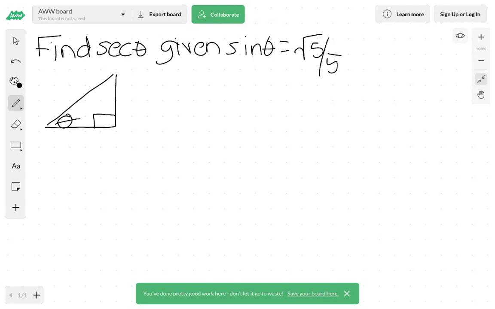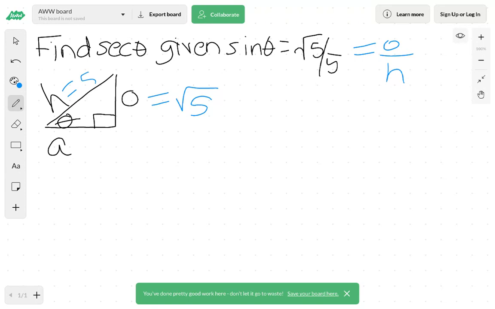Given one of my angles, theta, I know that across from it is my opposite side. I know that my hypotenuse is always the diagonal across from my right angle, and I know my adjacent is the leftover side. So since sine is equal to opposite over hypotenuse, I know that the opposite side is going to be square root 5, and the hypotenuse is going to be 5.